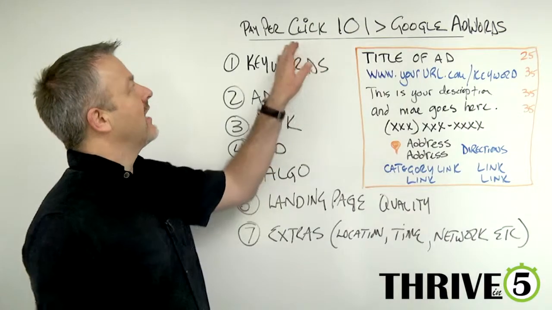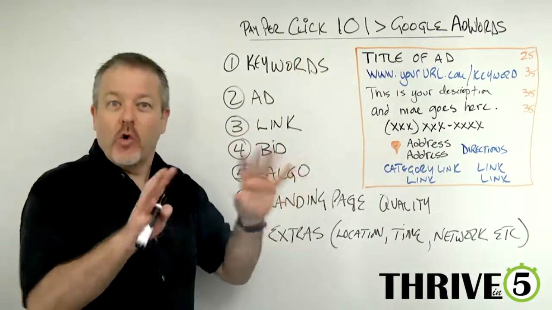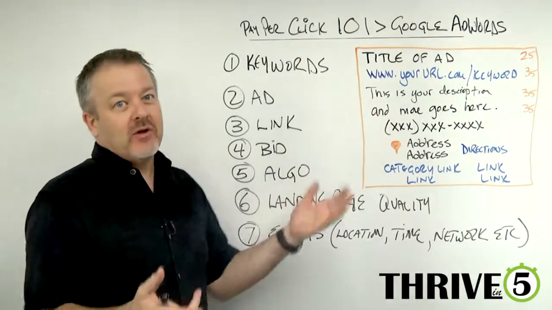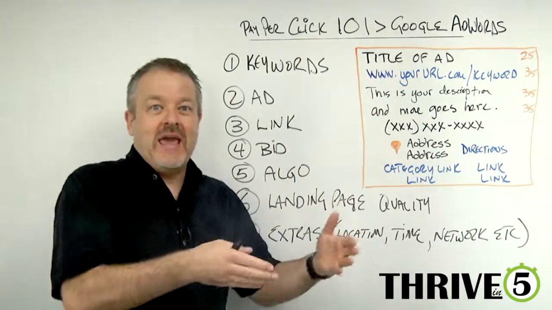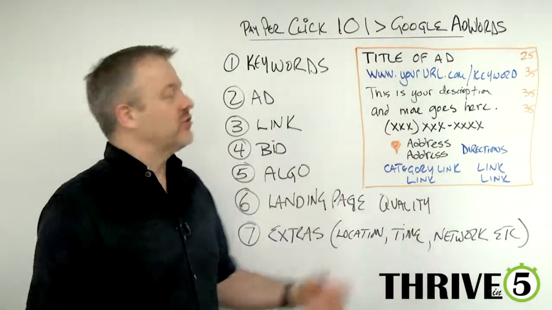This week, we're talking about pay per click. We're going to do the 101 version of it, and specific to Google AdWords. Pay per click, as you know, is where you pay to get people to click to your website, and you do that in the Google search world.